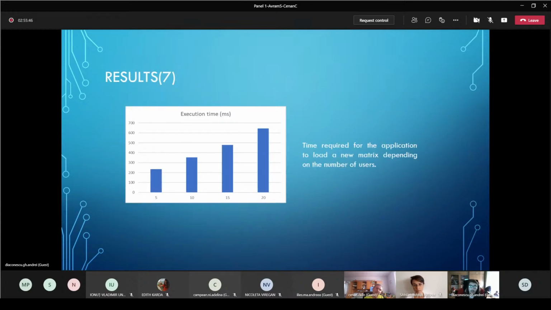Because one of the goals of the application is to help the system administrator grant the necessary permissions based on the access matrix in the shortest possible time, we measured the time required for the application to load the new matrix by varying the number of users. The results obtained can be seen in the figure and represent the average of several successive runs. Results in milliseconds for 5 users in the matrix, 10, 15, and 20 users, with 12 security groups and random distribution of accesses.